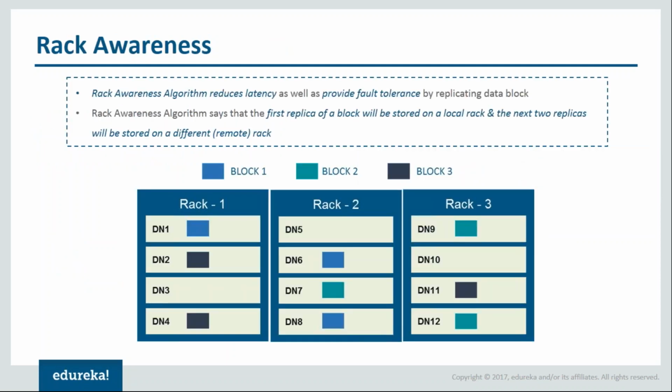Now, in order to do the replication properly, there is an algorithm known as rack awareness, and it provides us optimized fault tolerance. The rack awareness algorithm says that the first replica of a block will be stored in a local rack, and the next 2 replicas will be in a different rack. We store a data block in one rack so that our latency is decreased.